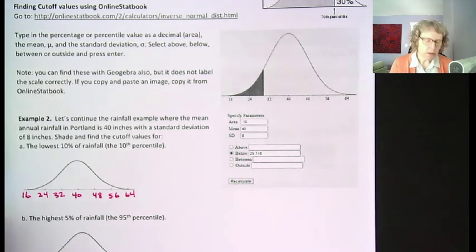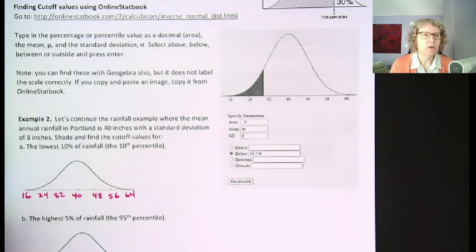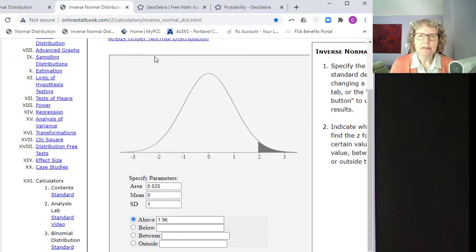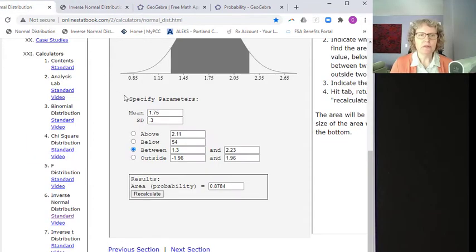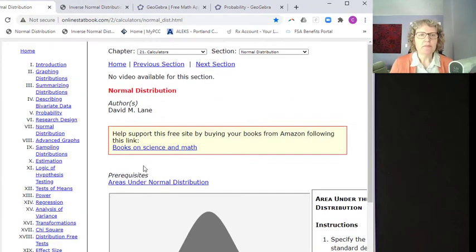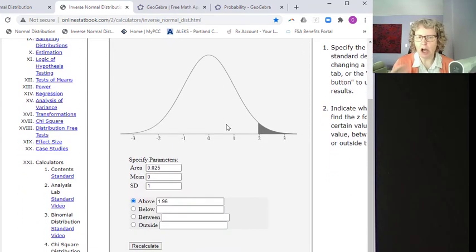We've already drawn our whole distribution, so this is more of a sketch. But I want to know where the lowest 10% is, so somewhere down here is going to be the lowest 10% of rainfall. But I don't know exactly where to draw it yet, so I'm going to go over to online stat book. This is a different page in the online stat book. This one is called areas under the normal distribution. The other one is a prerequisite. This one is called inverse normal distribution because we're doing the opposite.